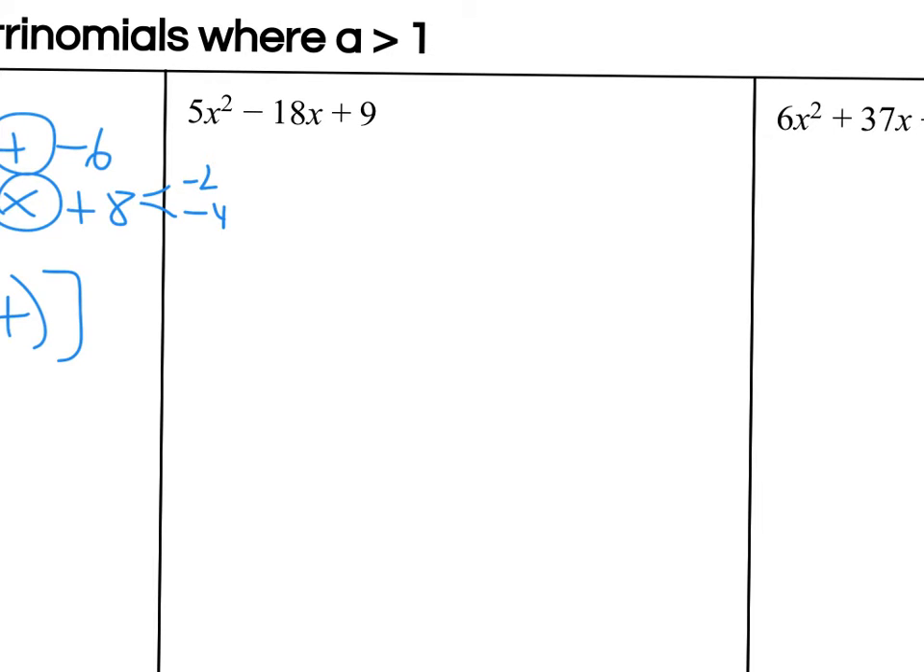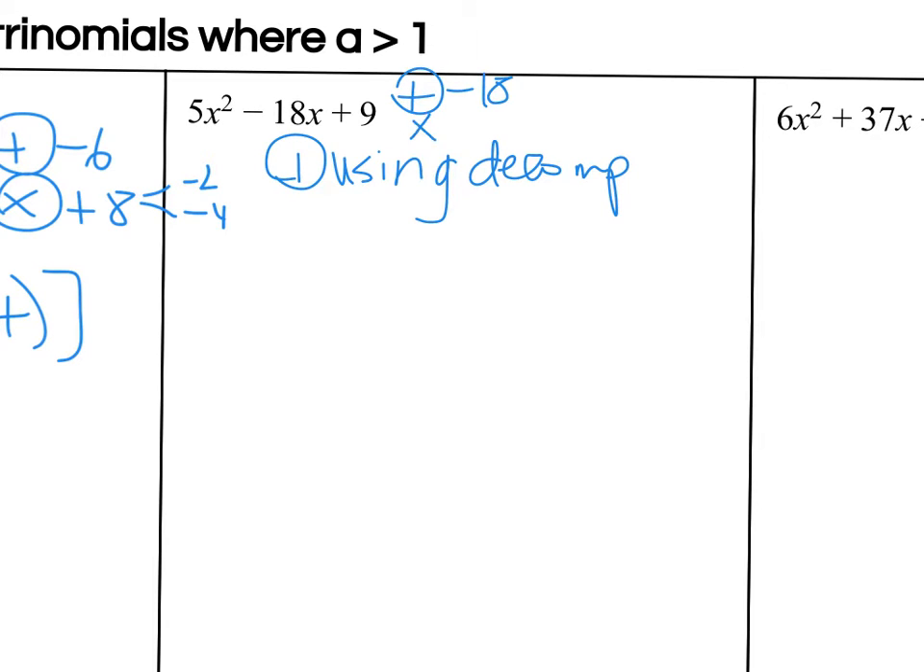In this next question, we are going to do it two different methods. I'll start with decomposition. So I need to find two numbers that add to give me the negative 18 in the middle, just like before. But this time we want to multiply to the 5 times the 9, which is 45. So I need two numbers that add to negative 18, but multiply to 45.